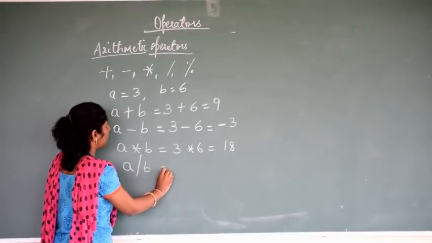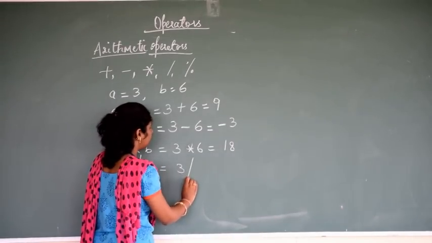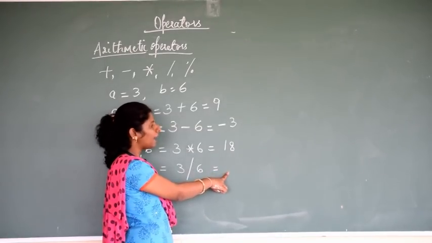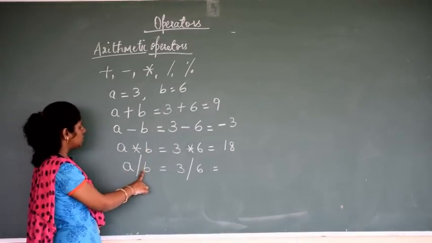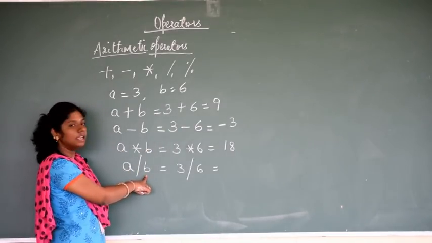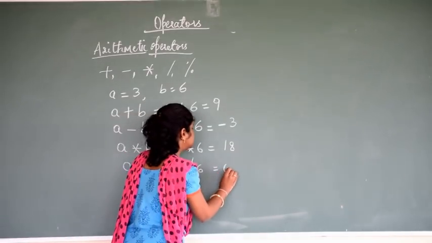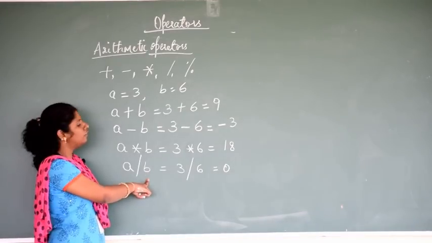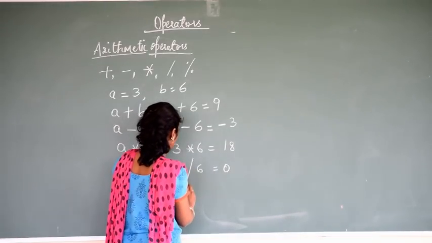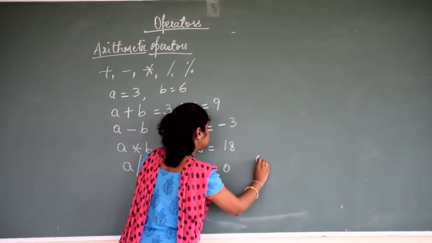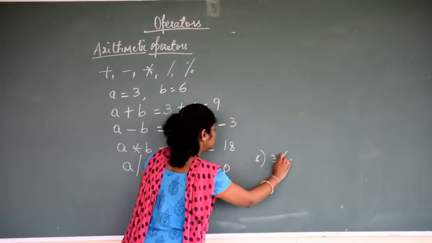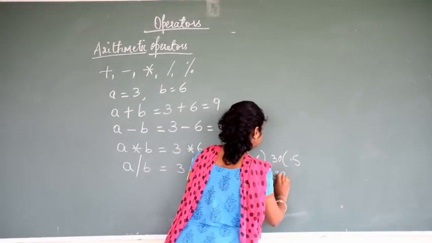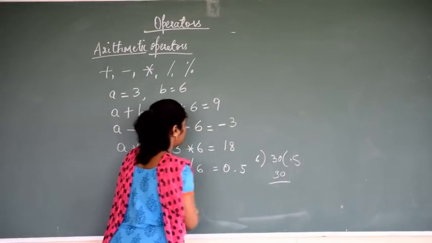The fourth arithmetic operator is division. 3 divided by 6 will give some floating point value. If the variables which you have declared are of type integer, then the value will be evaluated to 0. If the data types of a and b are floating values, then this will be evaluated to 3.0 divided by 6.0, so you get the value as 0.5.